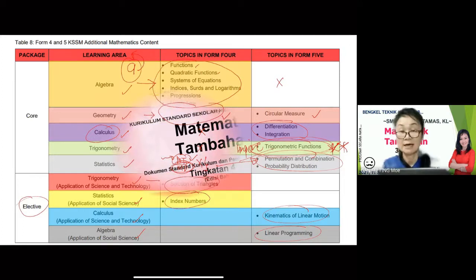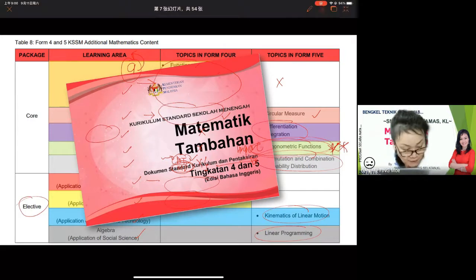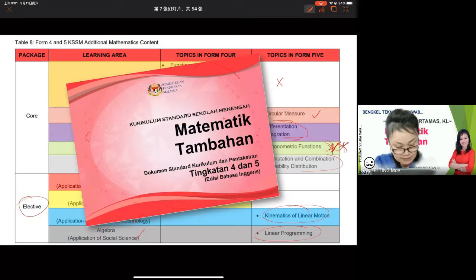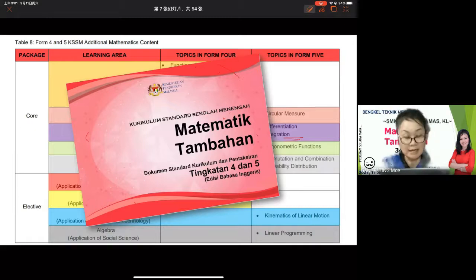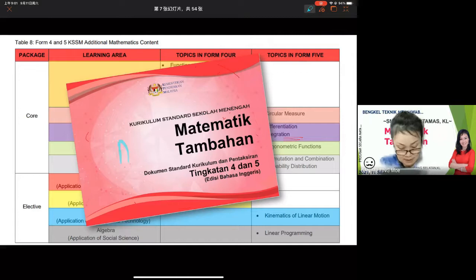Have you seen this book before? Yes or no? Any one of you? Please respond a bit. This book is very important. No one? Okay, you want to score A+? This will lead you to that.